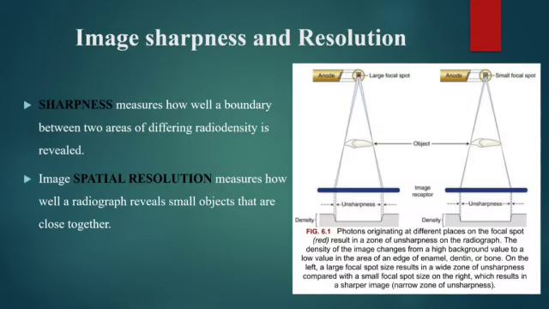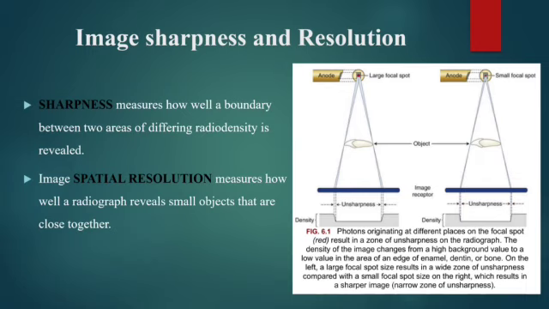So what is image sharpness and resolution? Sharpness measures how well a boundary between two areas of differing radiodensity is revealed. Image spatial resolution measures how well a radiograph reveals small objects that are close together. Figure 6.1 shows that the photons originating at different places of the focal spot result in zones of unsharpness on the radiograph.